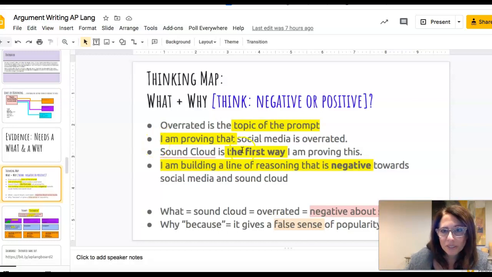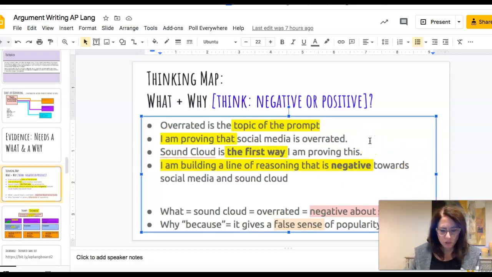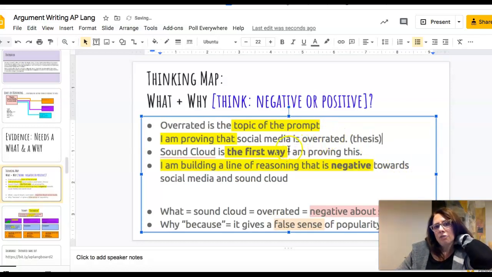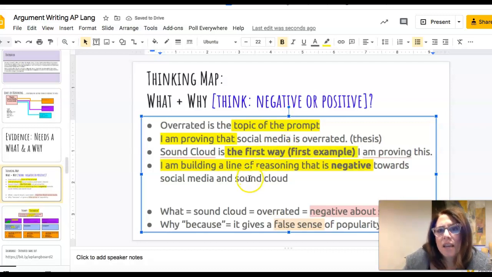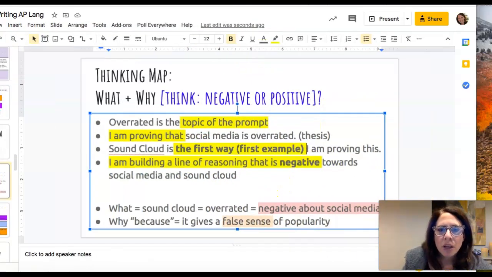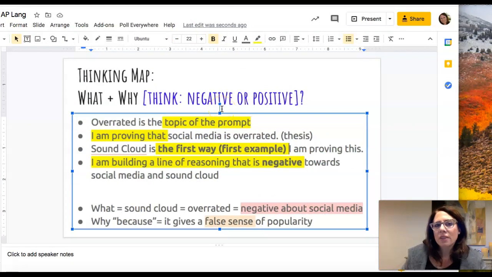That is my thesis. Let me just make a note so that when you go back, this makes even clearer sense. And then SoundCloud is the first example of how I'm proving my thesis. I am building a line of reasoning that is negative towards both the thesis and the example, social media and SoundCloud. This is the thought process that I want you to think through when you're developing evidence 2 and 3.